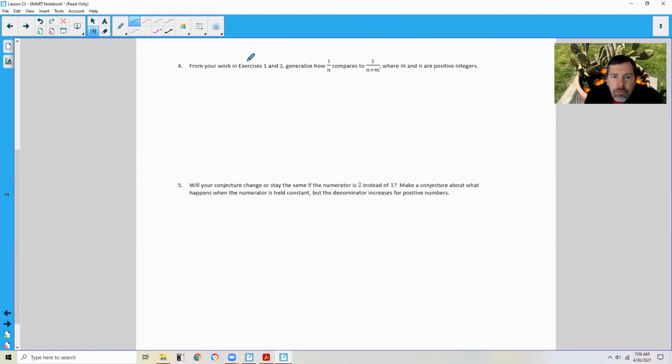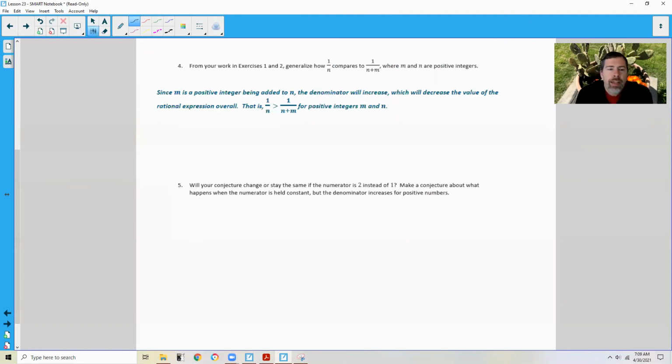So number 4 says, from your work in exercises 1 and 2, generalize how 1 over n compares to 1 over n plus m, where m and n are positive integers. Okay, so what we would say is, since m is a positive integer being added to n, the denominator will increase, which will decrease the value of the rational expression overall. That is, 1 over n will always be greater than 1 over n plus m for all positive integers m and n.